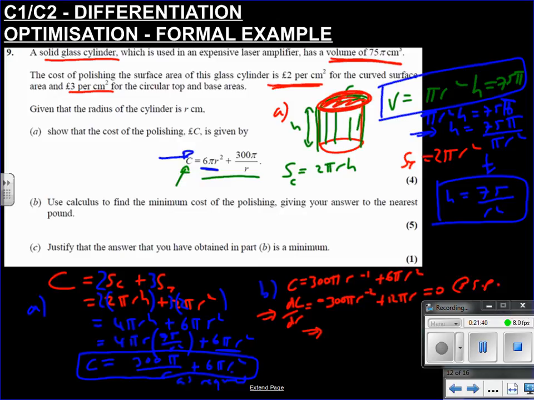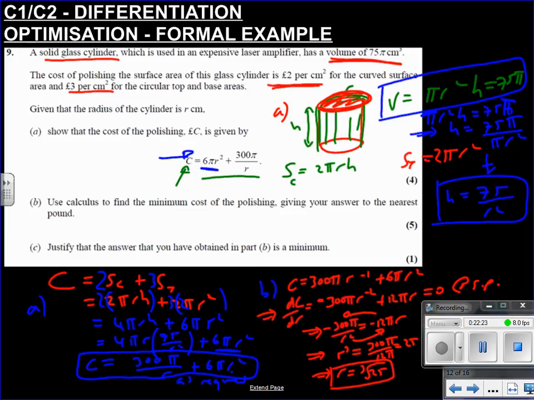So this is the same as minus 300 pi over r squared equals minus 12 pi r. You see how important it is being able to manipulate your indices? I've just moved it all over. The minuses can all cancel, right? You can times up by the r squared, so I get r cubed equals 300 pi over 12 pi. You see, so I've moved that up there and I've divided by 12 pi here. The pi's cancel. 300 over 12 is 25, and so r is the cube root of 25. There we go.